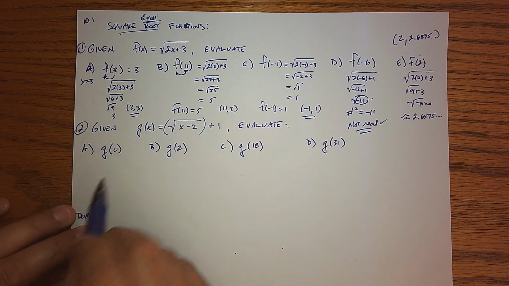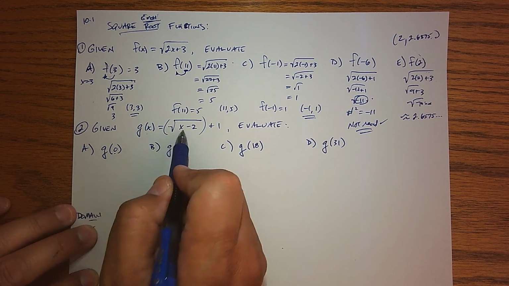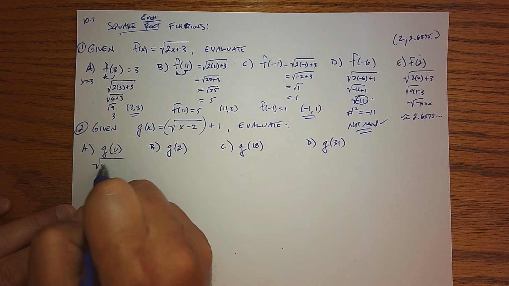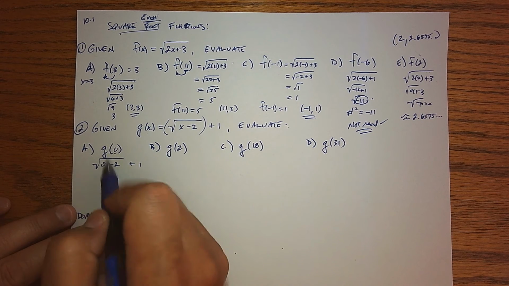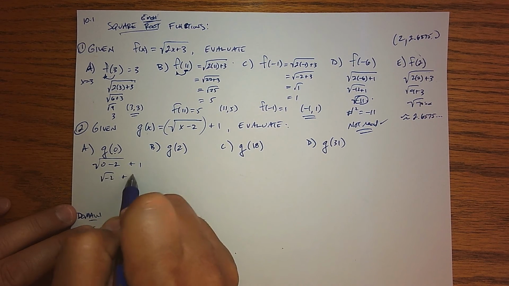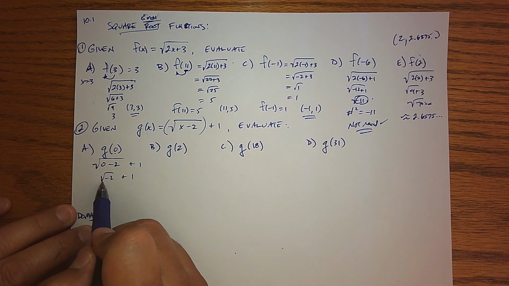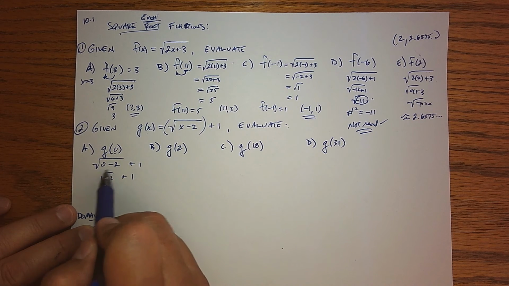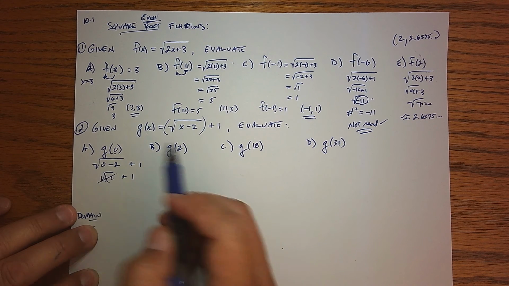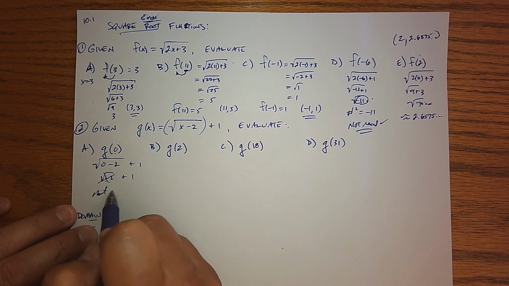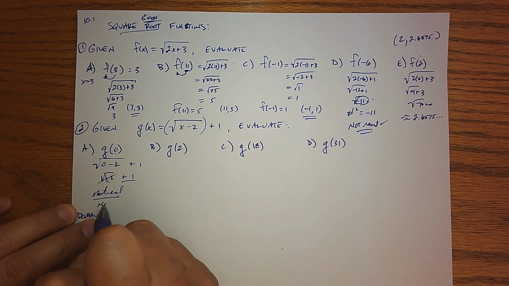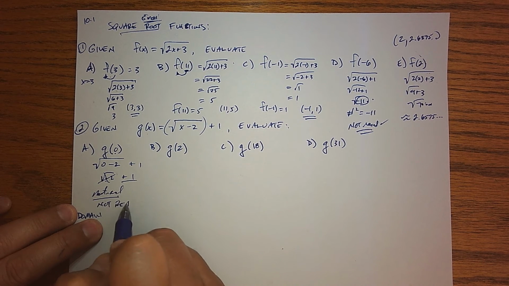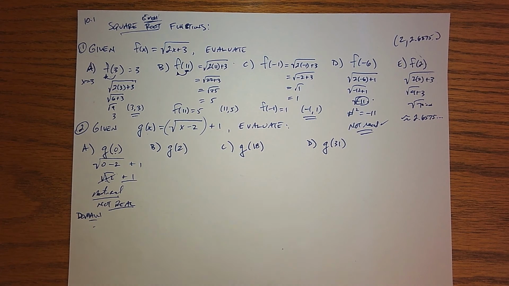So g of 0, well, we're being asked to put 0 into the function. So I'm going to get 0 minus 2 and then plus 1. Well, 0 minus 2 is a negative 2. And what we've just reviewed is that the square root of a negative number is no good, right? This is not real. So it doesn't matter if I even add 1 to it. If it's not real, you can't add 1 to it. You just can't do it.